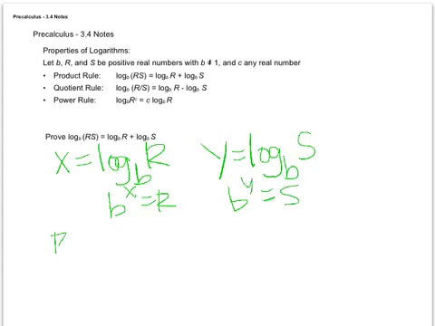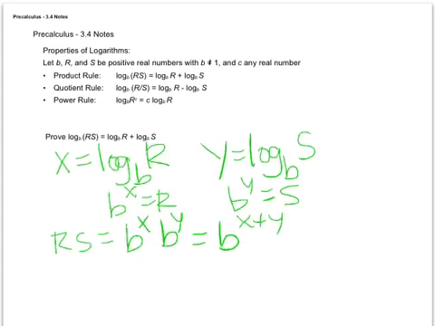So if I do r times s, that's going to be equal to b to the x times b to the y. And remember that if the bases are the same, you add the exponents. So that's going to be b to the x plus y. Okay. And so if that's true, then when we rewrite this as a logarithm, we're going to have this guy right here inside the log, equal to this guy, and here's my base. So I'm going to have the log of rs base b is equal to x plus y.